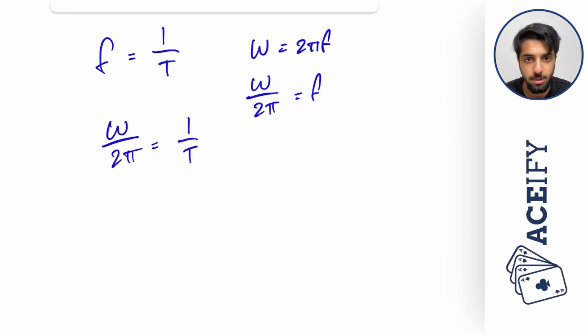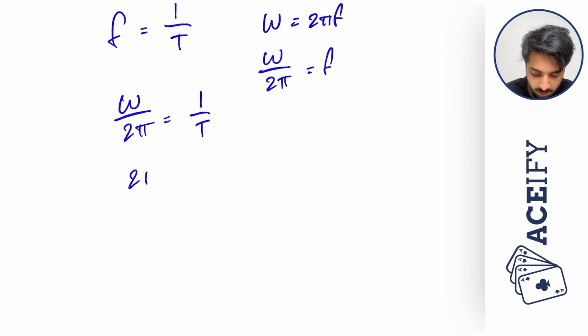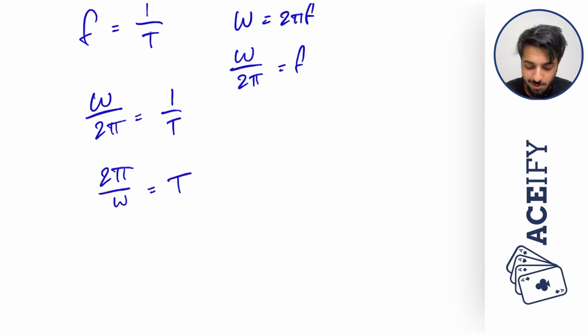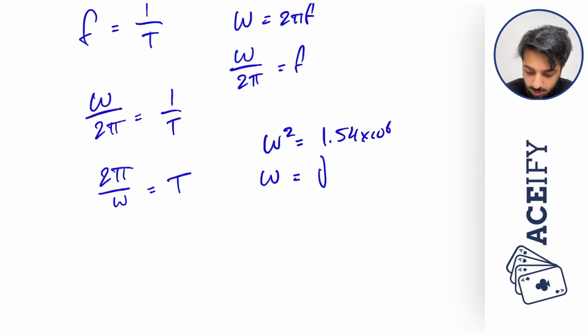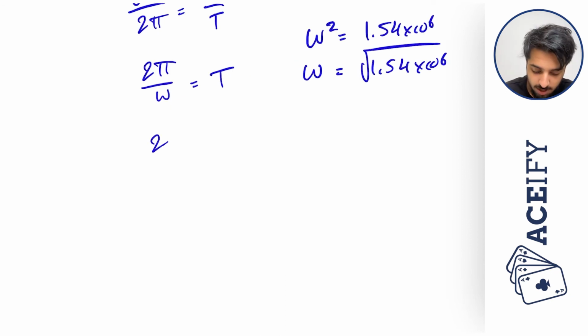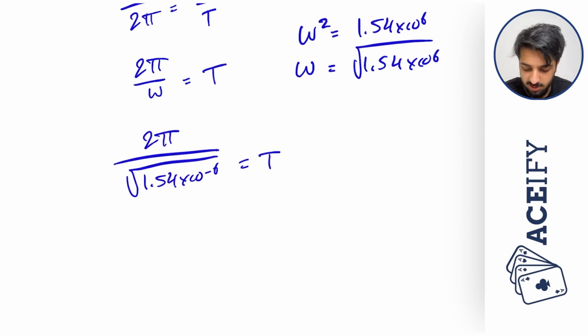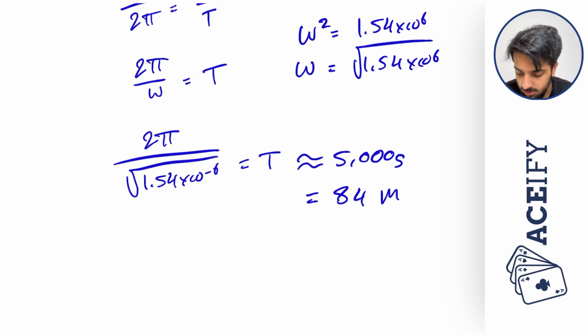Now we can take the inverse of both sides and we can say that 2 pi over omega is equal to our period. Now in previous questions we know that our omega squared is equal to 1.54 times 10 to the negative 6, and therefore our omega is equal to the square root of 1.54 times 10 to the negative 6. And therefore 2 pi over the square root of 1.54 times 10 to the negative 6 is equal to our period, which gives us roughly 5,000 seconds, which is equal to 84 minutes.